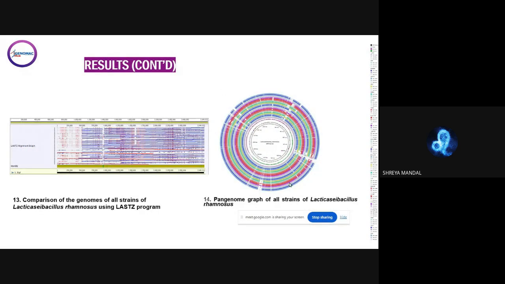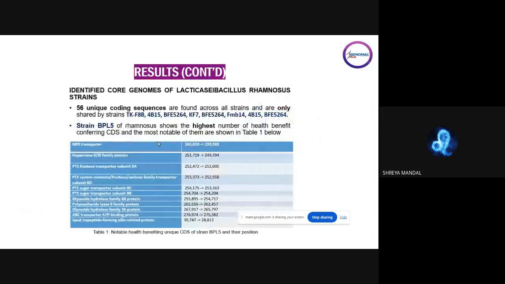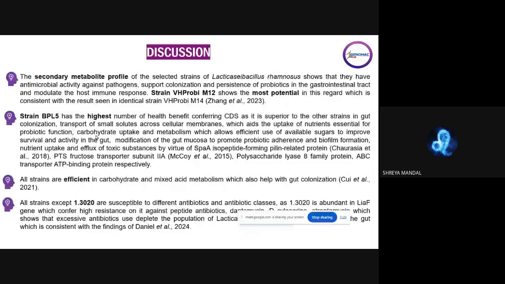And this is the overall overview of the pangenome graph of all the Lactobacillus rhamnosus. So this is the alignment, from which we found that 56 unique coding sequences are found, and only this strain is sharing these unique coding sequences and the highest number of health benefit conferring CDSs, particularly sequencing the protein of our interest. That is the strain BPL5. These are the health benefiting CDSs present in the BPL5. The positions are also mentioned.